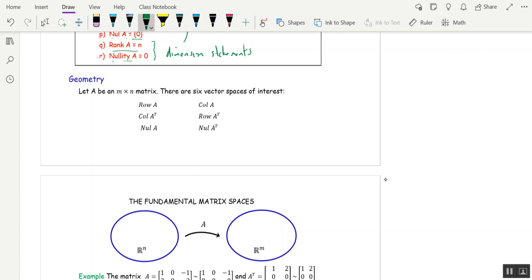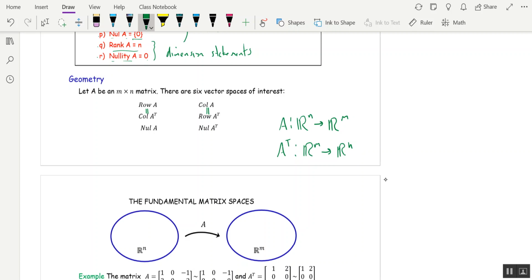However, it's only 4 distinct spaces because row A is the same as col A transpose, so those guys are the same. Col A is the same as row A transpose, so those guys are the same. So that leaves us with 4 fundamental matrix spaces, and it's important to know where these guys live. A maps Rn to Rm. So A transpose maps Rm to Rn.